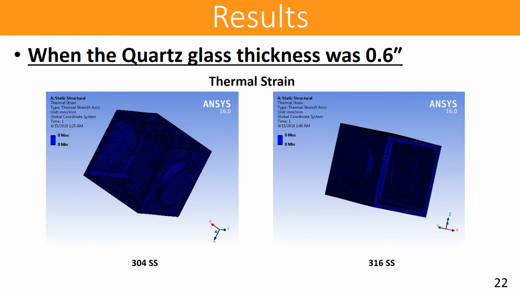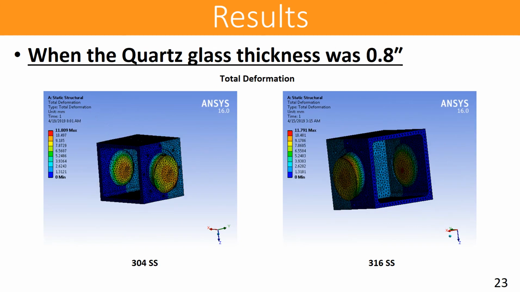We also did the thermal strain analysis. For both of the cube blocks, 304 stainless steel and 316 stainless steel, the thermal strain is low, and the maximum thermal strain is 0 millimeter per millimeter here. So the design is quite good for this.